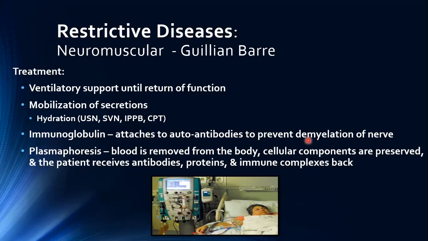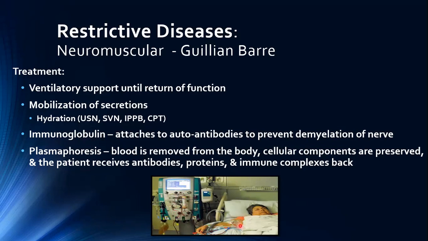That kind of gets rid of all of the issue, right? Those autoantibodies, they just get rid of all of them and put some new blood back in you. They can either do that, or they can just give you some IV immunoglobulin, all right? And that's what this machine is right here. Plasmapheresis, that's what this patient is getting.